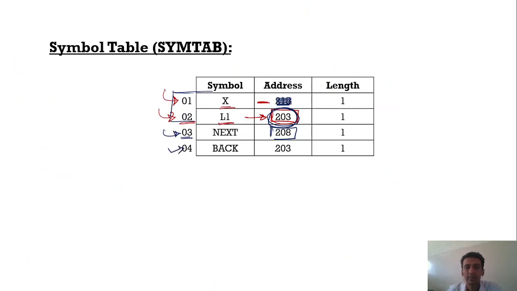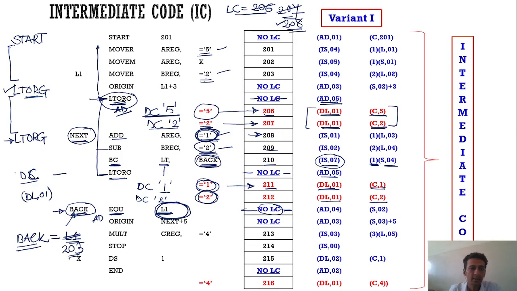So the address of back is 203. Now consider a case where instead of L1 we could have, say, L1 plus 2. In that case we will be evaluating this expression, and the result of the expression will be the address of back. So 203 plus 2, that is 205, would be given as the address of back.